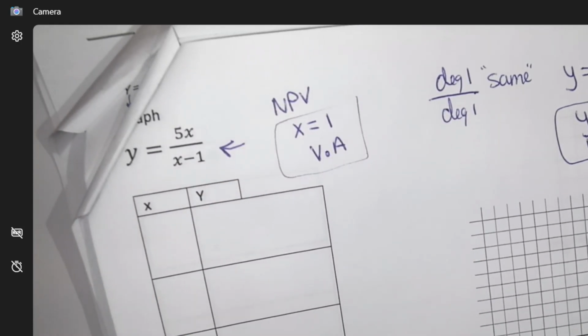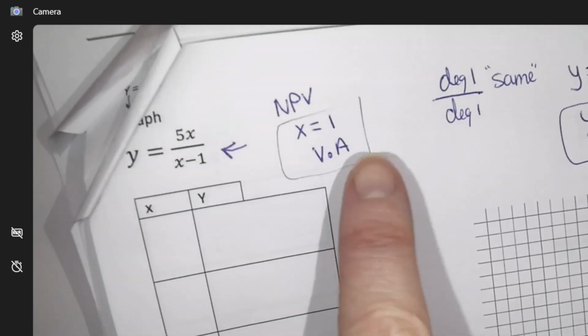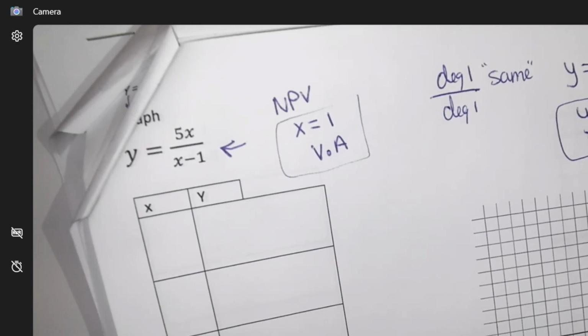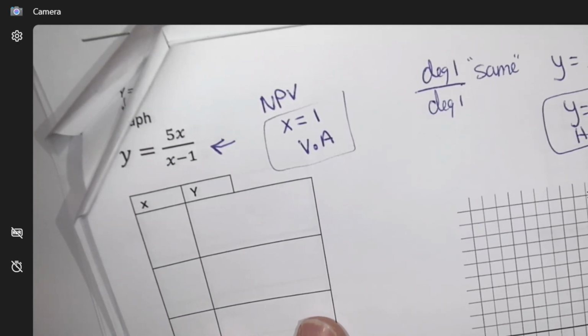Okay, so we are done the analyzing part. That was that first page when I said you know all you need to know. This is it. So there's a vertical, there's a horizontal, there's no holes. So I'm going to draw these things.